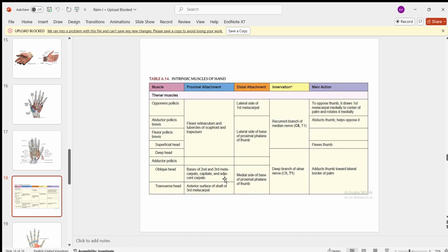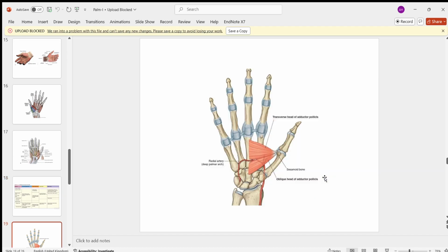The adductor pollicis muscle, though present on the lateral side of the palm, is supplied by the deep branch of the ulnar nerve, which basically ends in supplying this muscle. Its action is the adduction of the thumb.